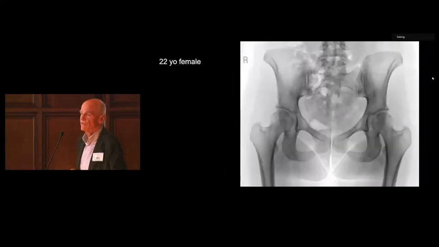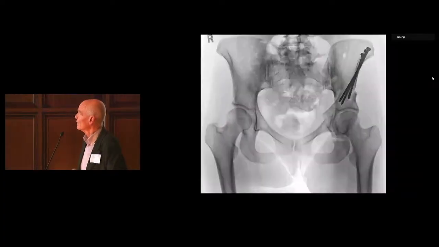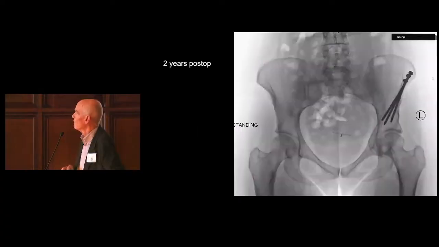And then the last case, which is not a revision PAO, but I've seen 3 of these. So this is a 22-year-old female. We had this operation. Looks pretty straightforward. Maybe get criticized, maybe slightly too anteverted. And here she is at 2 years with intractable pain.